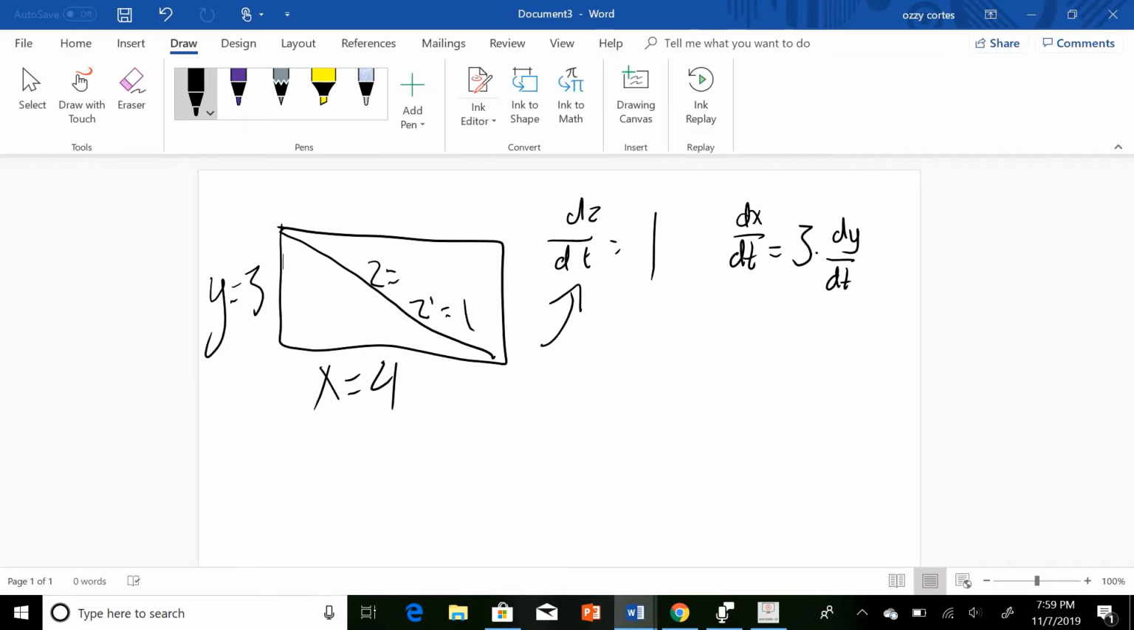So that tells us, I'm going to label this as a and this as b, by the way. So this tells us that a is equal to 4 and that a prime is equal to 3 times dy over dt. So 3 times b prime actually, because b prime is dy over dt.